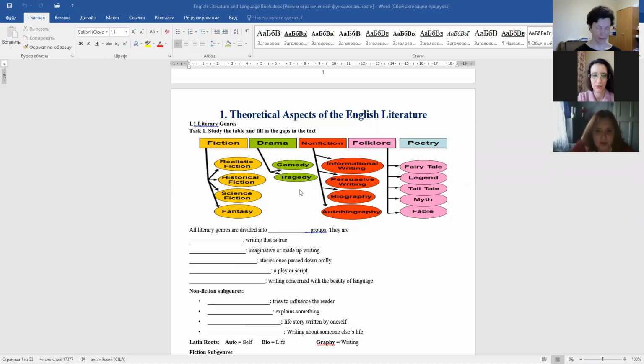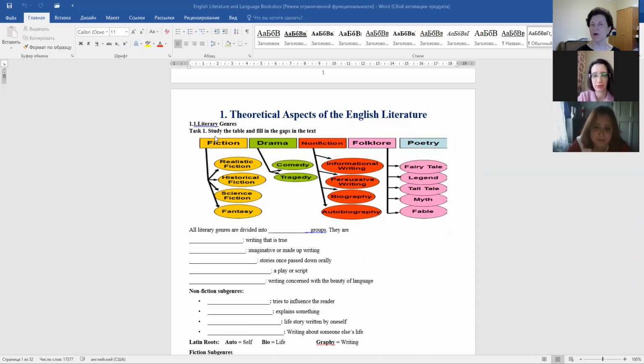There are five main genres in English literature. There are fiction, drama, non-fiction, folklore, and poetry. Good. Natalia, tell about fiction. The genre of fiction is divided into such sub-genres as realistic fiction, historical fiction, science fiction, and fantasy. Good. Anya, drama. Drama is divided into two subgenres, comedy and tragedy.